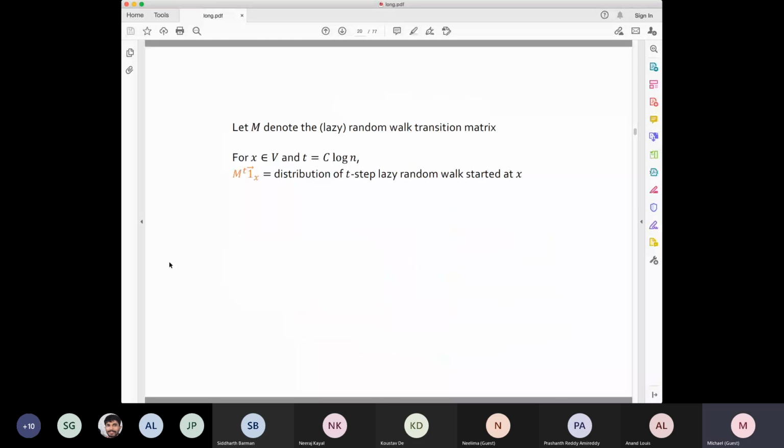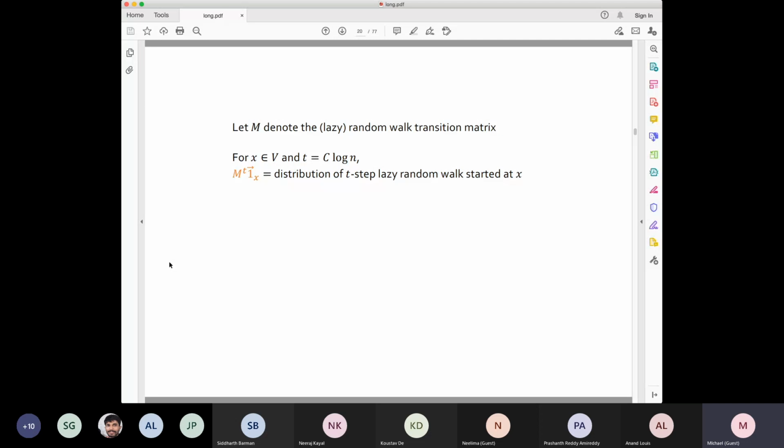Well, for this purpose, it seems reasonable to revisit the techniques that were designed in the sublinear algorithms and property testing literature for the problem of testing the number of clusters. And here the idea is to try to use the distributions of short random walks in the graph as proxies for the spectral embedding. So let me denote by M the random walk transition matrix of our d-regular graph, and we'll use lazy random walks to make sure we don't have any issues with bipartiteness. That way, for a vertex x in the graph, M^t 1_x is the distribution of a t-step lazy random walk started at x. So here t is the length of the walk that we run.